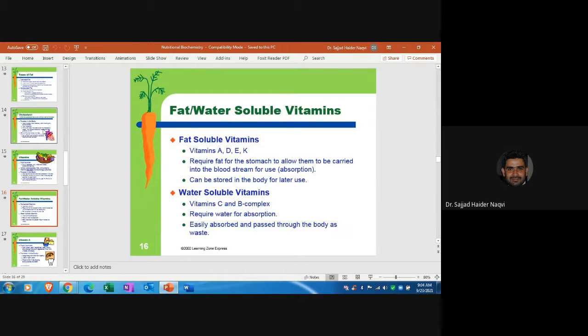Fat soluble vitamins can be stored in the body for later use as well. That's why increased levels of the fat soluble vitamins can be a cause for certain clinical conditions. Water soluble vitamins include vitamin C and vitamin B complex. They require water for their absorption. They can be easily absorbed and passed through the body as waste. So increased intake of the water soluble vitamins is not as problematic as increased intake of the fat soluble vitamins.